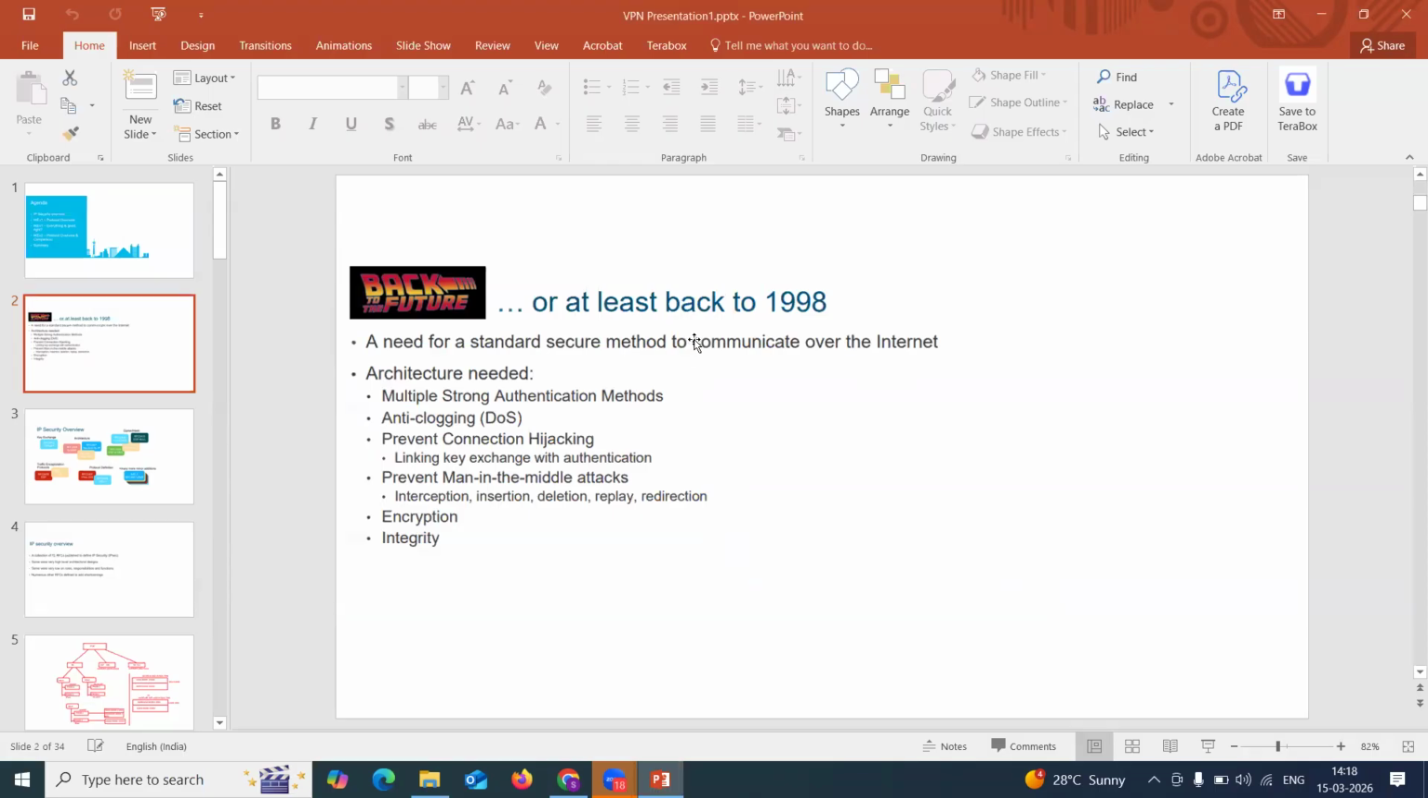Whenever you communicate through a tunnel over the internet, why do we need security? The reasons are we might need multiple authentication methods, anti-cloning, preventing DoS attacks and all, preventing connection hijacking and man-in-the-middle attacks. We need to apply encryption and integrity. So all these things are required to implement for our data.